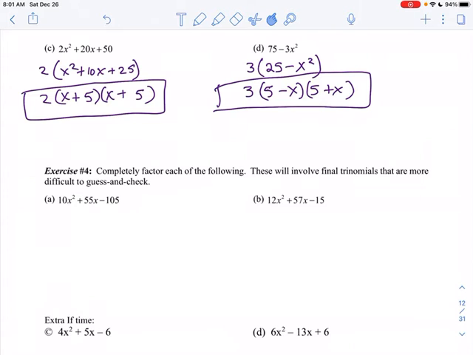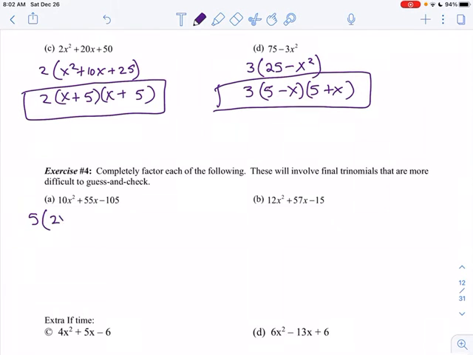All right, so now exercise 4 is just a little bit trickier because the trinomial will have a coefficient there. So again, we use that guess and check. But I get 10x squared plus 55x minus 105. So all of those numbers are divisible by 5.